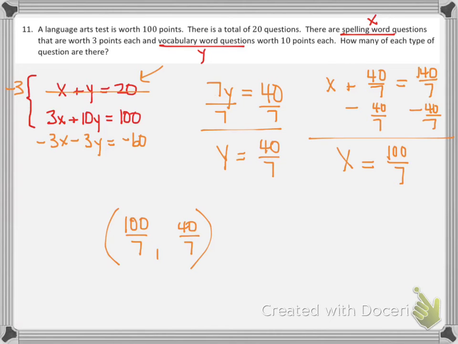And that is how many of each type of question there are, which makes absolutely no sense. Other than one question, or some of the questions may be a combination of both. It's a bad question, but it did allow us to solve for an x and a y value. So good question. That's the answers to the second review.